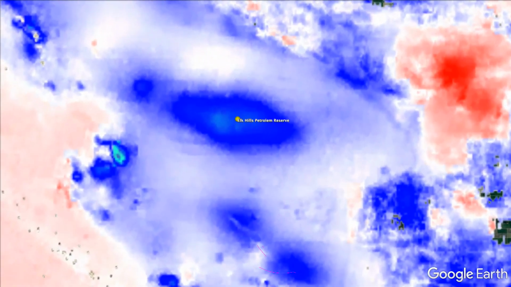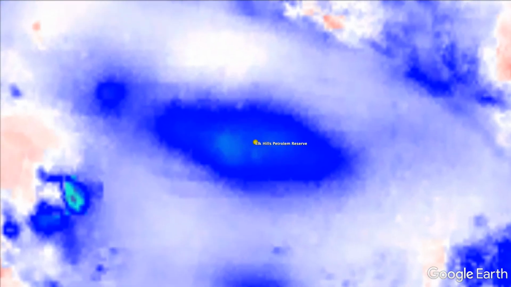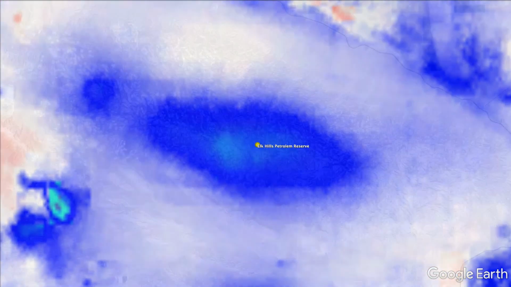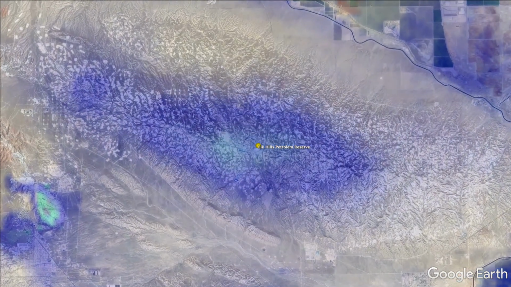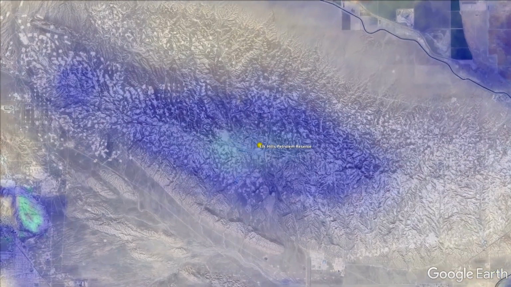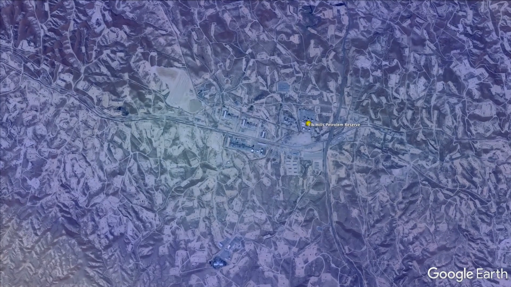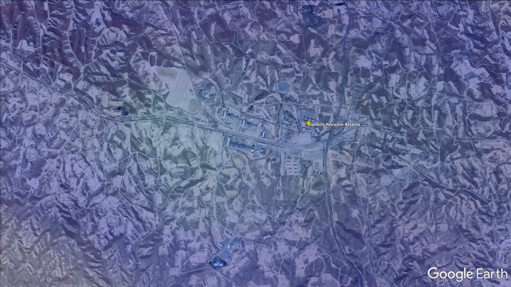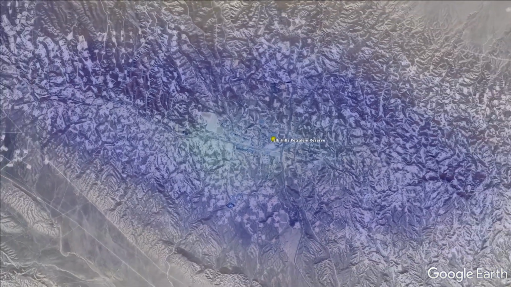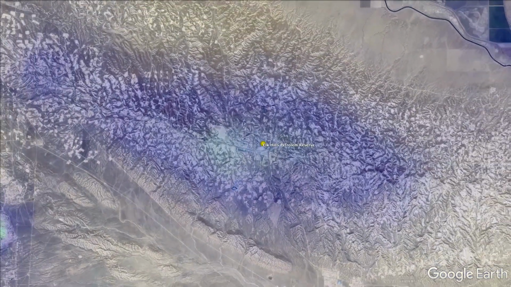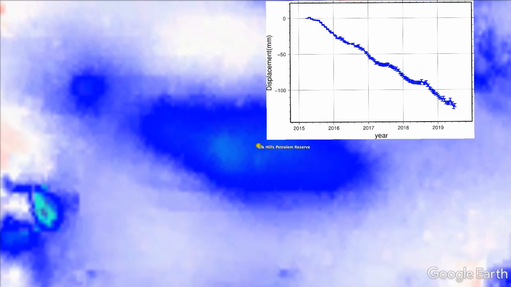We observe a number of subsiding oil fields around Bakersfield, such as prominent deformation at the Elk Hills Petroleum Reserve. The production area is evident by turning on the transparency and zooming in to reveal thousands of pump jacks. A plot of the semi-vertical time series shows steady subsidence of more than 120 mm during this 4.5 years period.